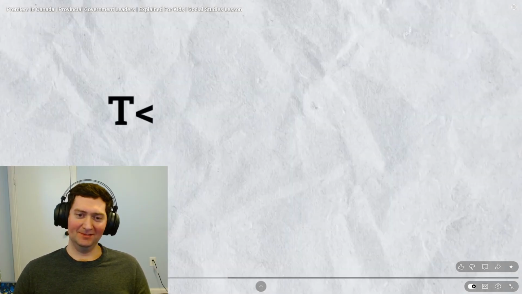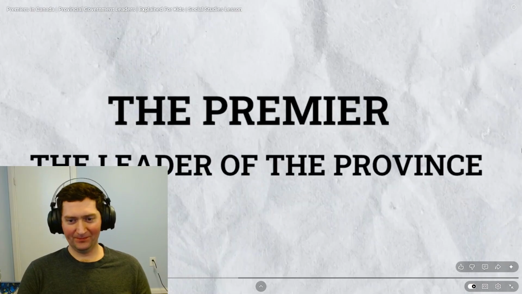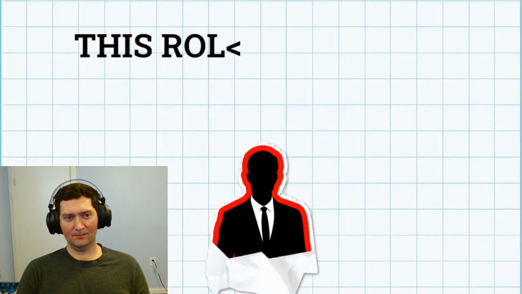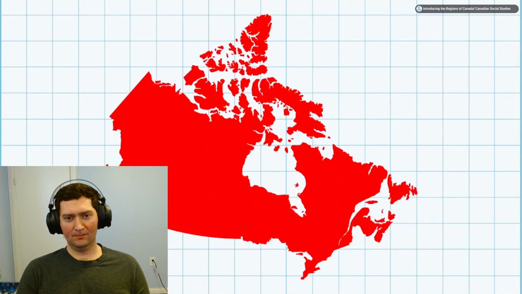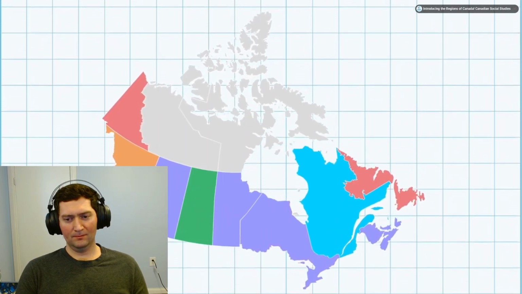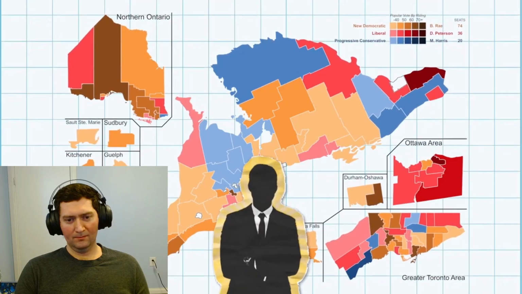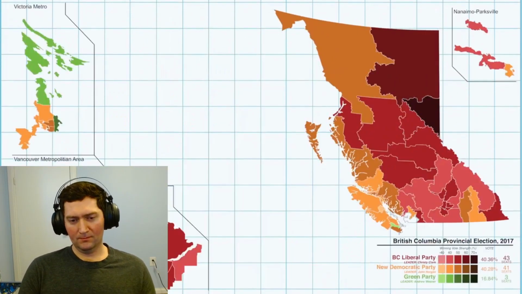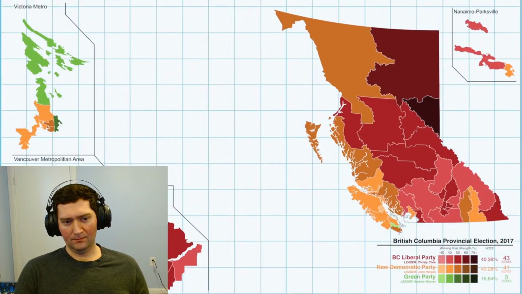The Premier, the leader of the province. The Premier is the head of the provincial government. This role is similar to the Prime Minister, but instead of leading the whole country, the Premier is responsible for their province. The Premier is the leader of the political party that wins the most seats in the provincial election. A seat represents a riding, which is a specific area in the province.